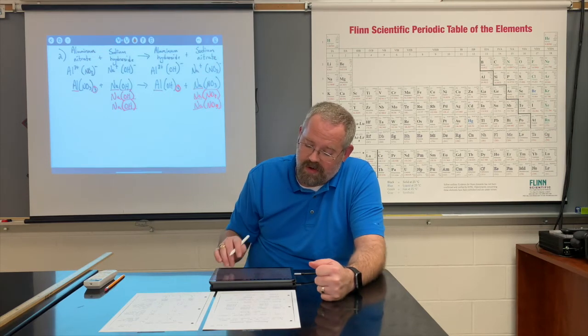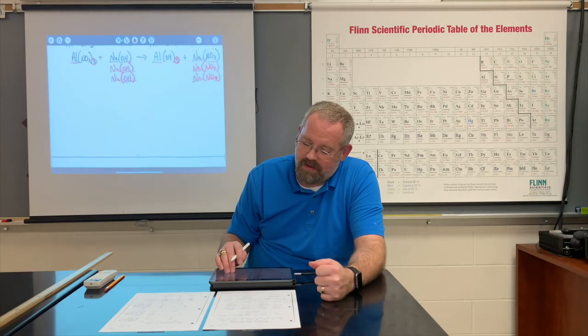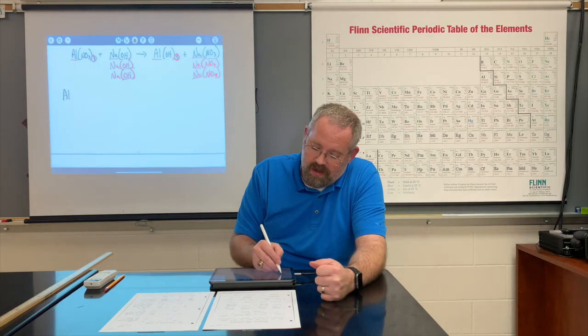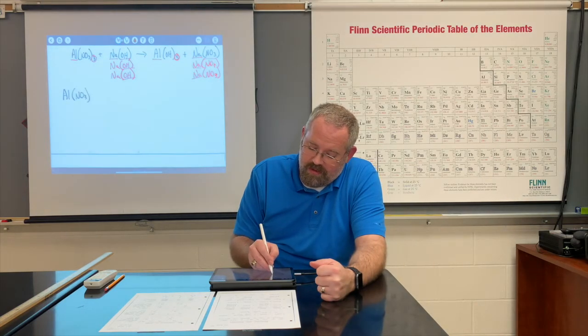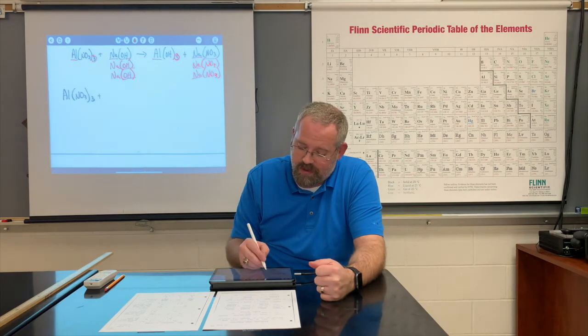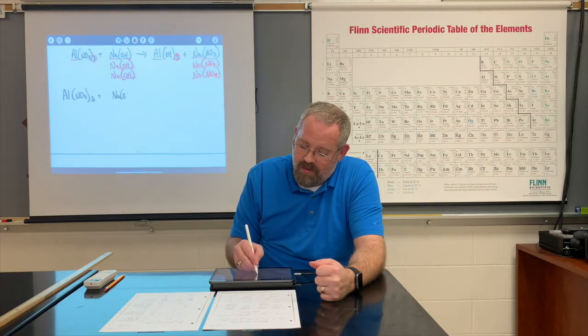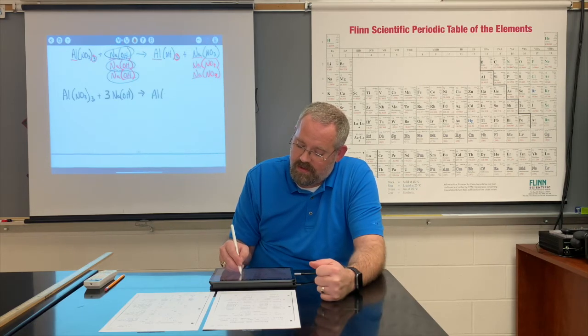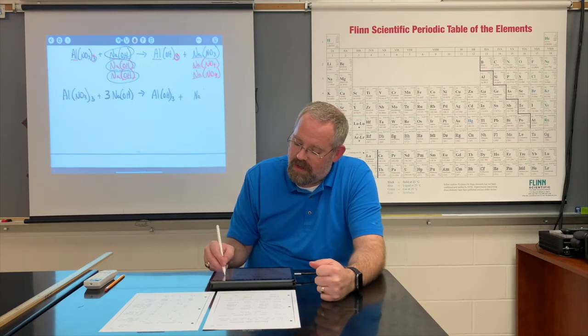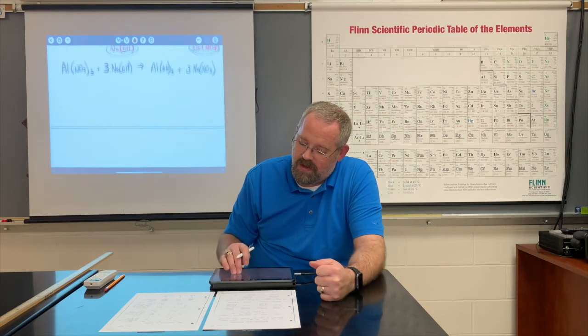So if I'm rewriting this, I have Al(NO3)3, there's only 1 of those, plus NaOH, I have 3 of those, 1, 2, 3, yields Al(OH)3, only have 1 of those, and NaNO3, and I have 3 of those. 1, 2, 3. And there is my final answer, balanced in full.